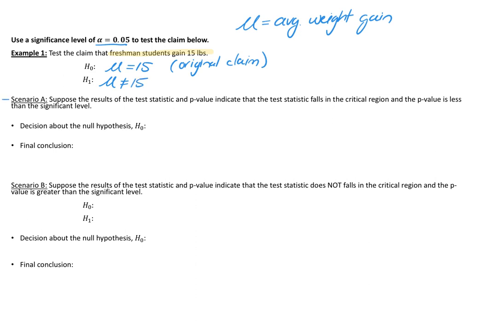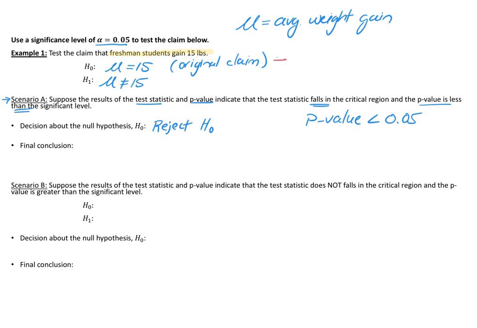Now, let's suppose we go through the whole process of doing the hypothesis test. So we get the test statistic and the p-value, and it turns out that the test statistic falls in the critical region and the p-value is less than the significance value. I'm just going to use the p-value method here, but you can also use the critical value method to make a decision about the null hypothesis. In this scenario, the p-value is less than our significance level of 0.05. In any situation where the p-value is less than the significance value, we always make the conclusion to reject the null hypothesis. So what does it mean to reject the null hypothesis?